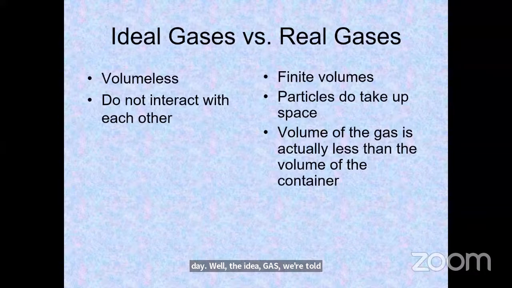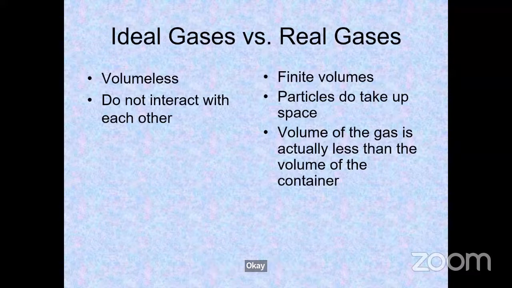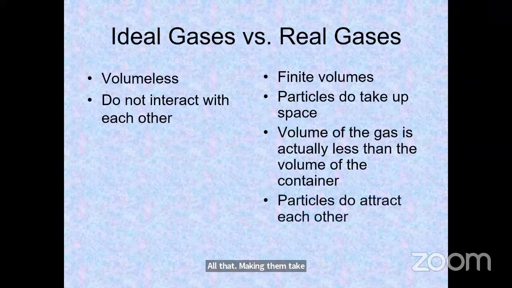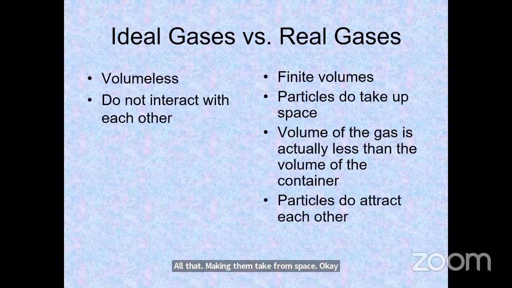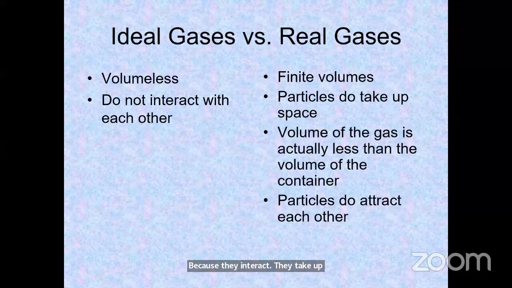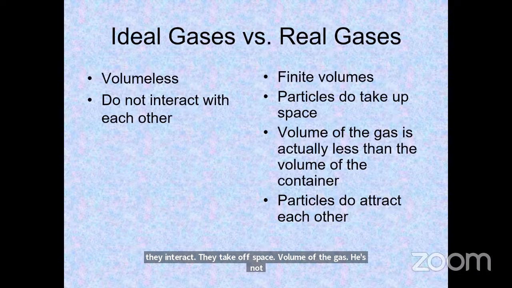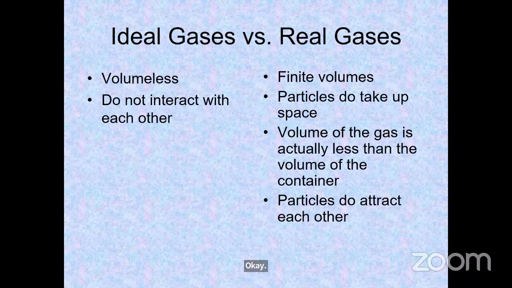But we have seen a few slides ago that those gases don't travel exactly in a straight line like that. There are curves, there are means of interacting with each other, making them take up space. Because they interact and take up space, the volume of the gas is actually less than the volume of the container, as we assume for an ideal gas. And the particles actually interact with each other.